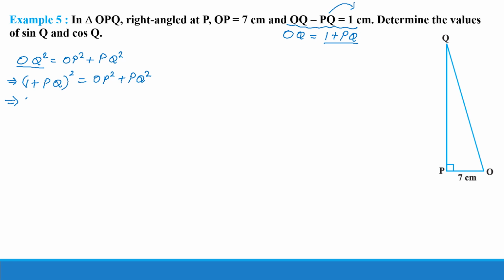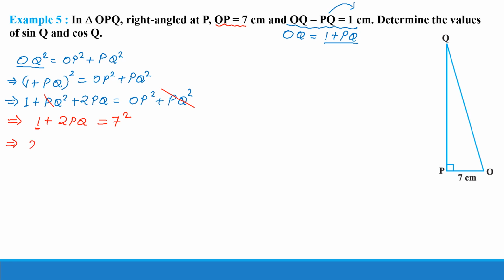Expanding it by using (a plus b) whole square, we will get 1 plus PQ square plus 2 times PQ is equal to OP square plus PQ square. Since PQ square is common to both the sides, they will get cancelled out, and then we will get 1 plus 2 times PQ is equal to, now the value of OP is given as 7, so it will be equal to 7 square. We will now find out the value of PQ. We'll shift this 1 to the other side. So we'll get 2 times PQ is equal to 49 minus 1. And that gives us PQ is equal to 48 by 2, that is equal to 24 centimeter. So we got the value of PQ as 24 centimeter.